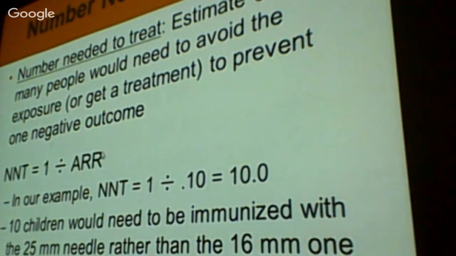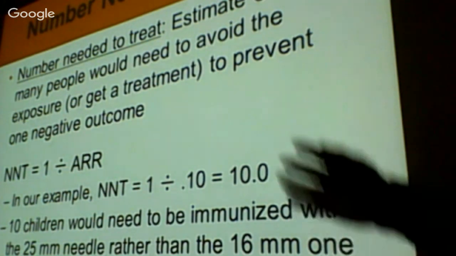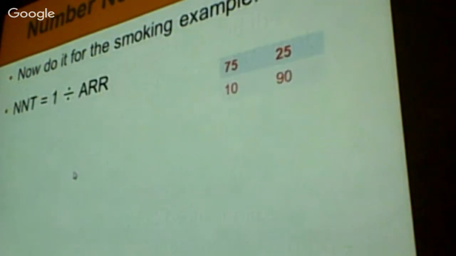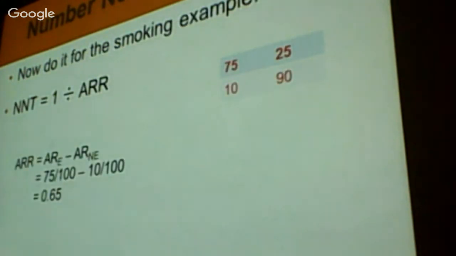Now I'm going to divide that number into 1. So the example we had before with the needles was 10. So what does that mean? It means that 10 children would have to be immunized with the larger needle before we saw 1 case of swelling reduced. So hopefully you see the application of this computation. There are vaccination studies, right? So how many people need to be vaccinated before we prevent 1 case of the disease? Usually it's not up to 10, so that's much less than. All right, so that's how we compute the number needed to treat. Very straightforward.